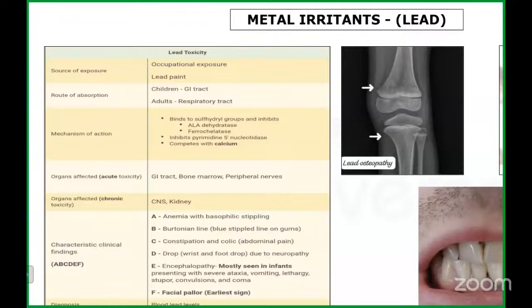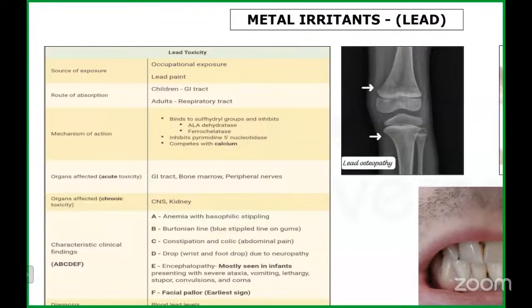Mechanism of action, very commonly asked question. There are two enzymes which lead inhibits. These have been asked since age long. One is ALA dehydratase, and the other is ferrochelatase. Please remember this. Apart from this, it also inhibits pyrimidine 5' nucleotidase. Because of all of this, heme synthesis comes to a standstill, and thereby you find a typical pattern in the peripheral blood smear, which I'm going to show you in a while.